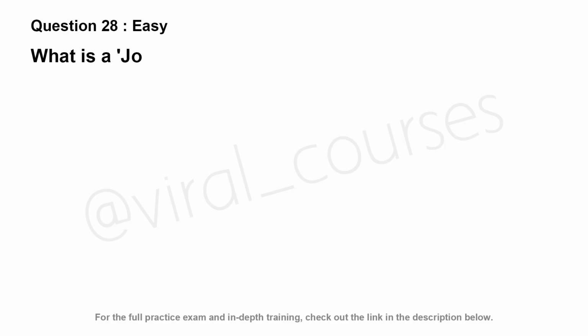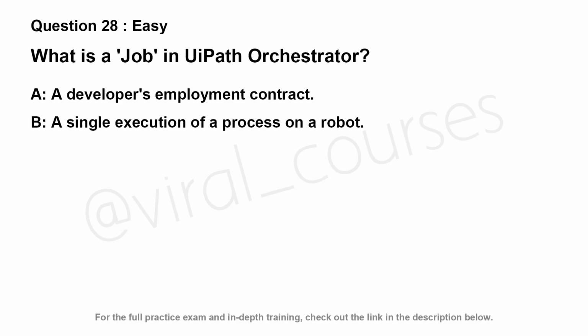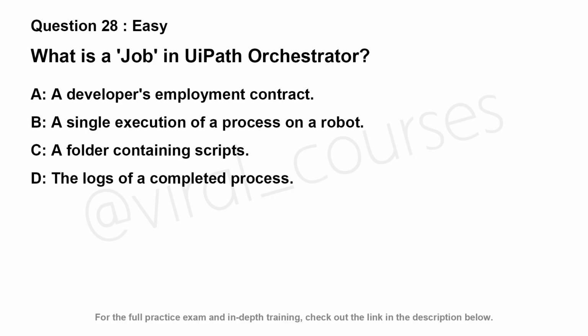What is a job in UiPath Orchestrator? Option A. A developer's employment contract. Option B. A single execution of a process on a robot. Option C. A folder containing scripts. Option D. The logs of a completed process.